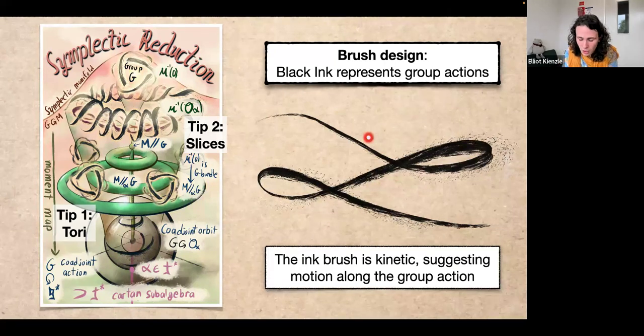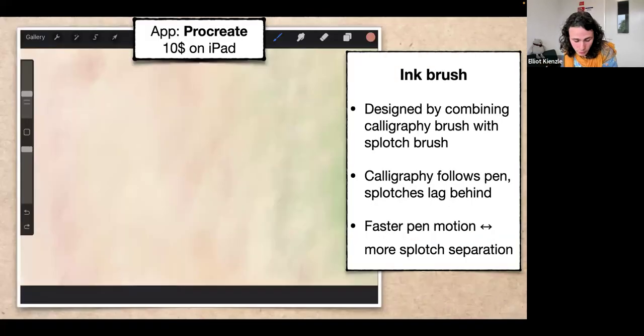It draws your eyes along, and the ink splashes fly off from the side, and it suggests a lot of motion. Because this is not a static image, this is a dynamic one, and it represents the underlying dynamicism of the group acting on the manifold. The group's action is the motion of the ink brush. Okay, I'm going to peel back the curtain even more and talk about how I got this effect.